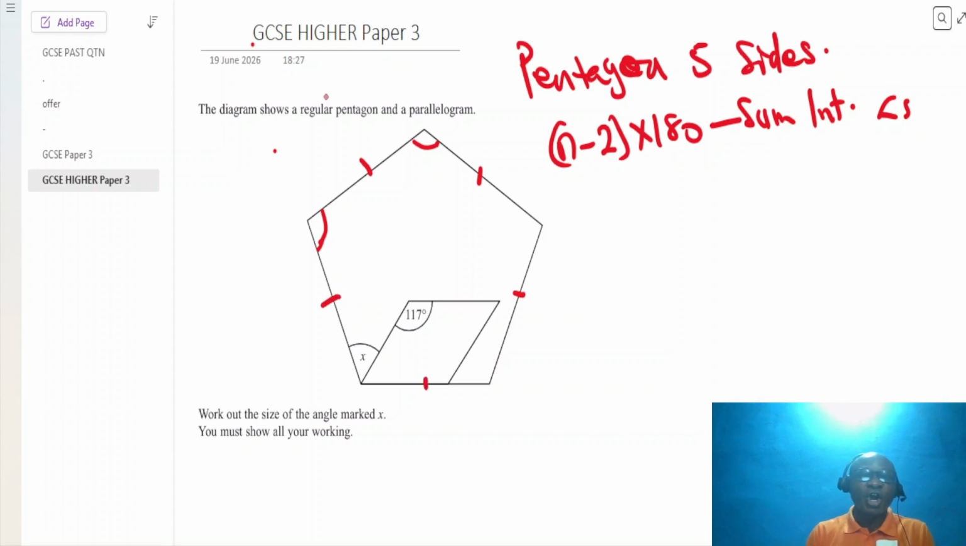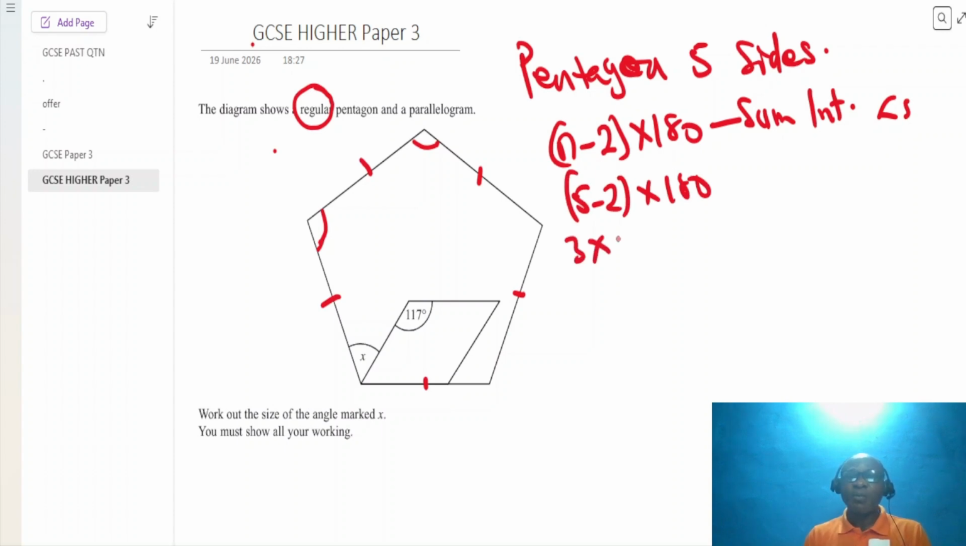Mind you, it is called a regular pentagon. Therefore, all sides are equal. What do we do? 5 minus 2 multiplied by 180. That is going to be 3 multiplied by 180, which gives me 540. So the sum of all the angles in this polygon is 540.